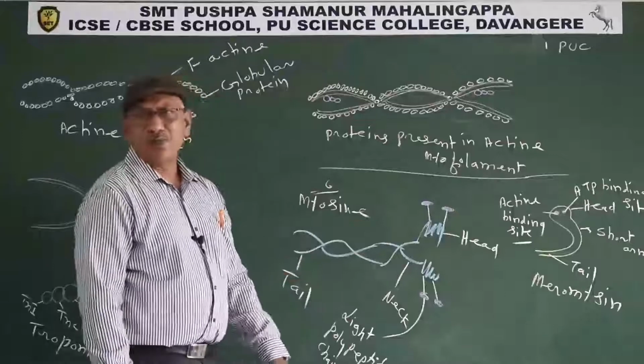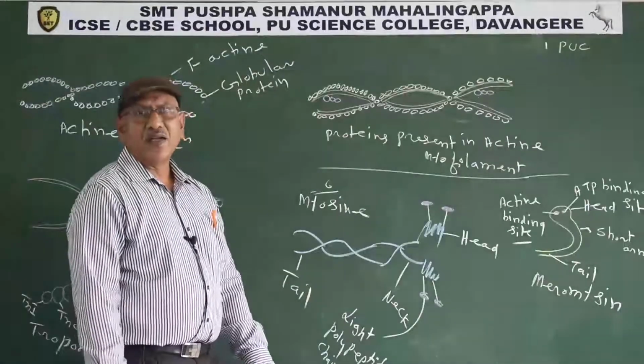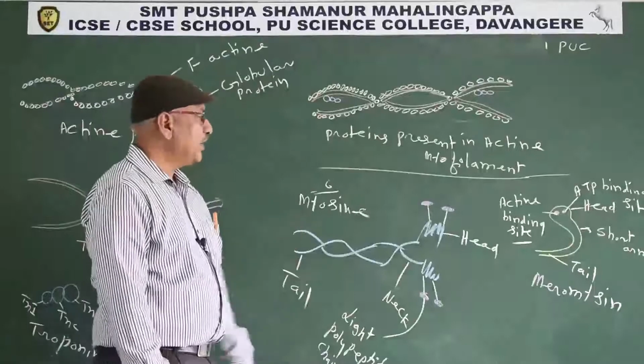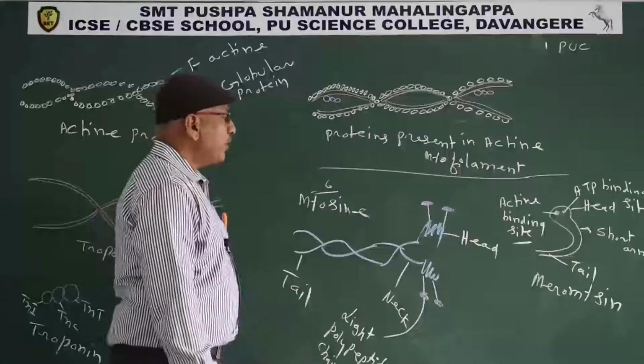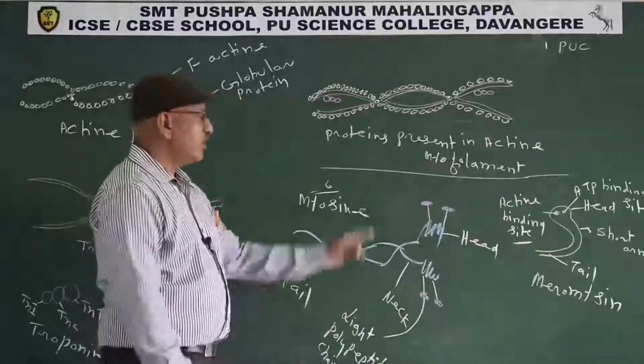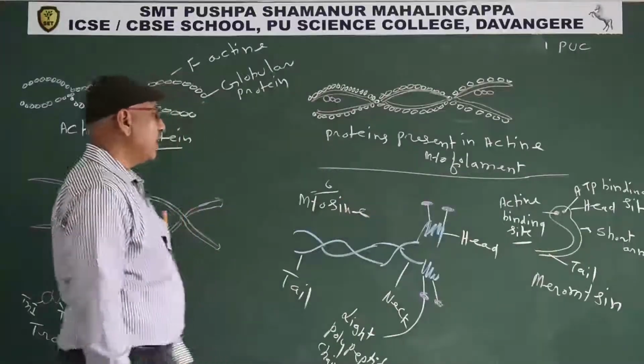What is a heavy polypeptide chain? A polypeptide chain that contains several amino acids is known as a heavy polypeptide chain. A polypeptide chain that contains few amino acids is known as a light polypeptide chain.